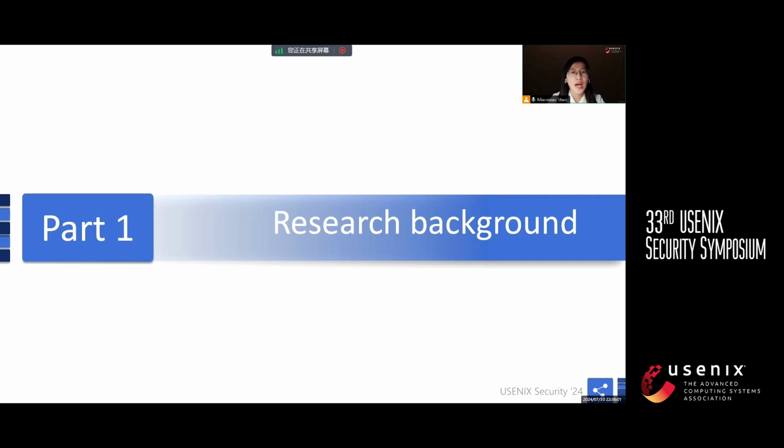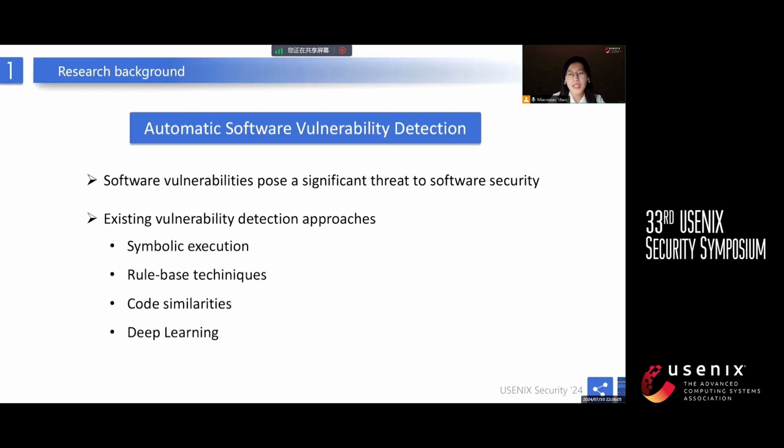Firstly, we will come to the background section. So what are vulnerabilities? Vulnerabilities are security flaws resulting from errors in software design, development, or configuration. Vulnerabilities can always be exploited by attackers to carry out malicious actions.